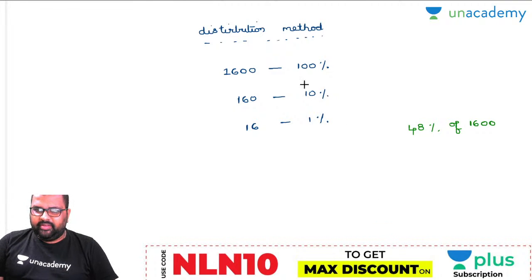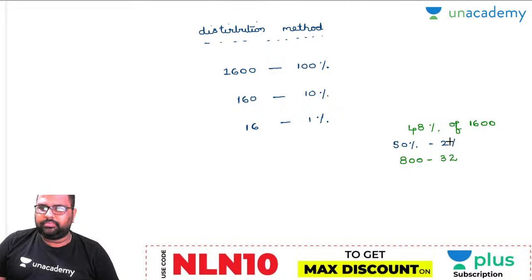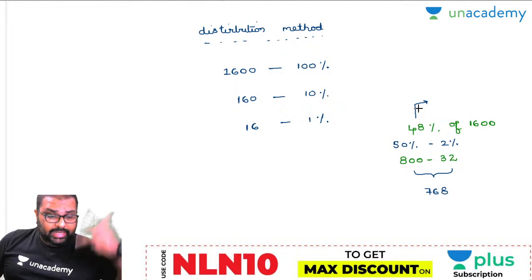Now look here, 50% is how much? 800. Am I right or wrong? 800. Now 1% is how much? 16. 2% is how much? 32. Now is 50% minus 2% nothing but 48%? Please let me know the answer. Now what is the answer for this? Is it 768?